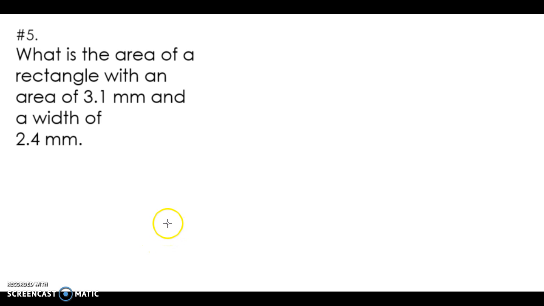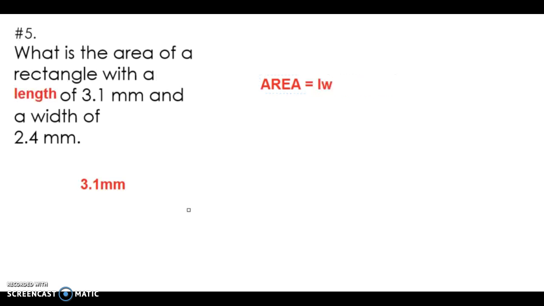Number 5. What is the area of a rectangle with a length of 3.1 millimeters and a width of 2.4 millimeters? Well, our formula for area equals length times width. There was a typo in the question. And all we're going to do is area equals length times width. So our length is going to be 3.1 and our width will be 2.4. And all we have to do is length times width. So we're just going to multiply that across.